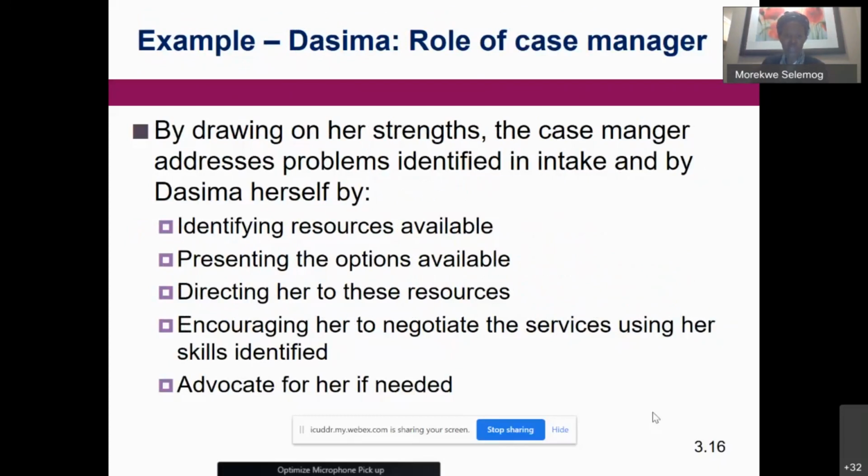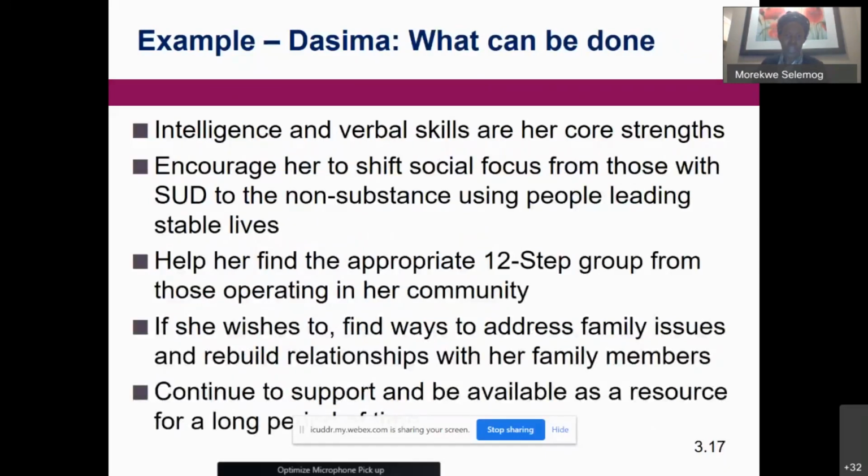So we are going to identify resources that are available, presenting the options that are available, and then directing her to these resources and encouraging her to negotiate the services using her skills identified. If there is need, you would advocate for Dasima, but we've seen that she actually has negotiation skills. And what can be done? Her skills in terms of intellect and verbal skills are her core strengths, and therefore, as a case manager, you leverage that in terms of her getting resources. Or if we are to link with her, you know that she'll be able to articulate well.